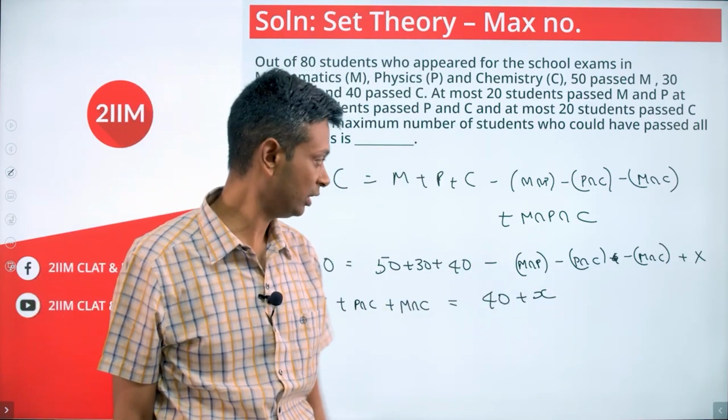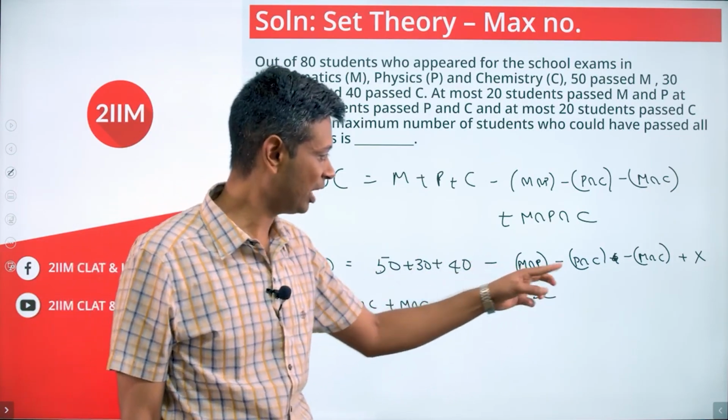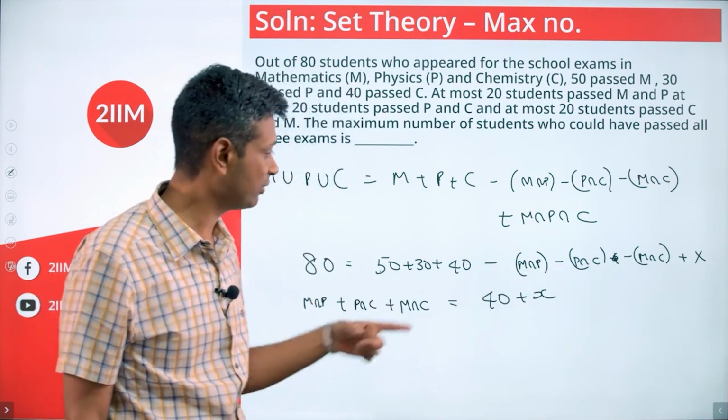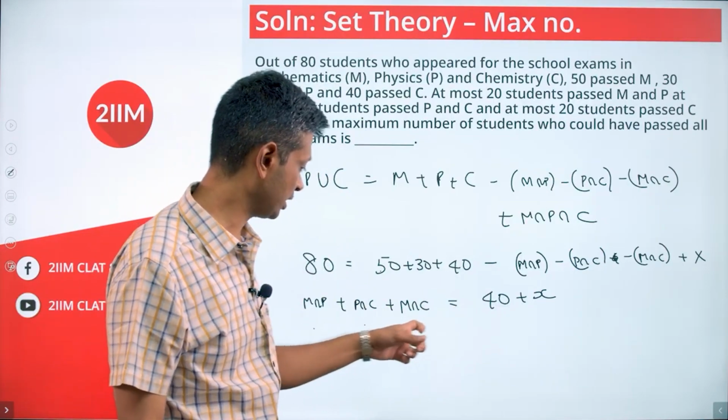That's our objective. Fine. We manipulated this and took all the numbers away. M intersection P, M intersection C, P intersection C, all three come this side. We have it as 40 plus x. We want x as high as possible. These three should be as high as possible.